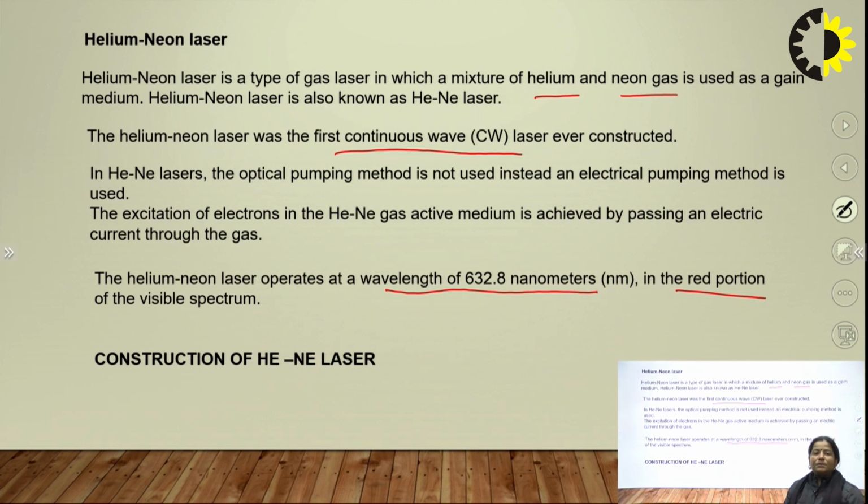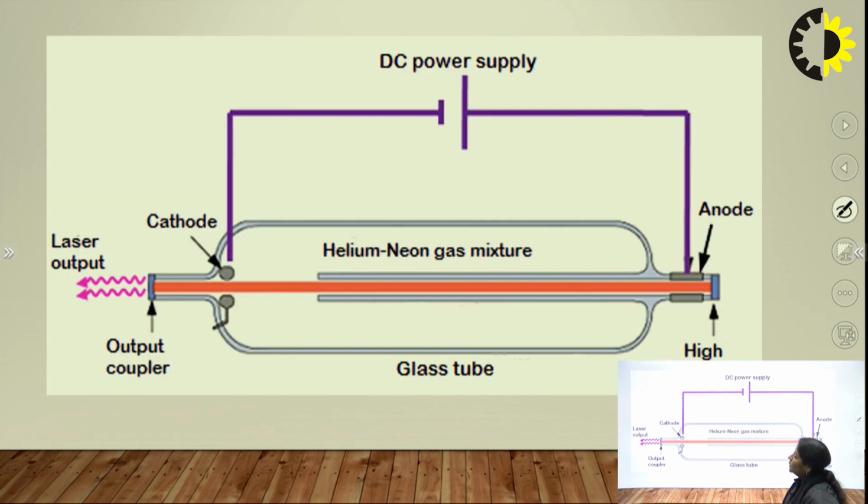Some experiments may take a long time, so we require a laser beam which is available for a long time interval. So, we start with the construction part. This diagram is giving us the construction part of the helium neon laser.